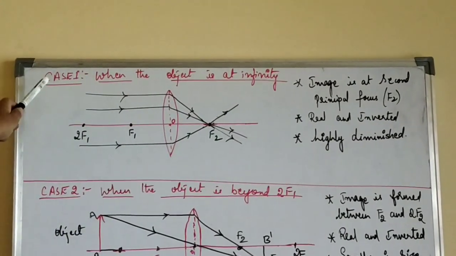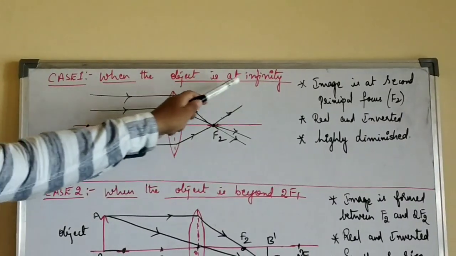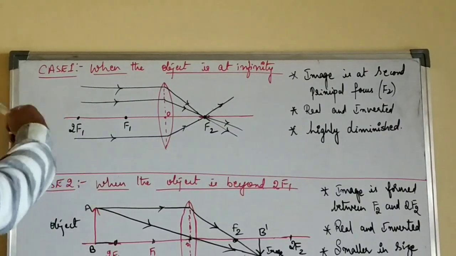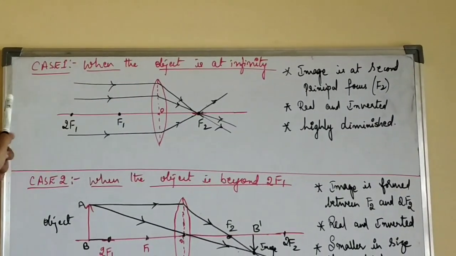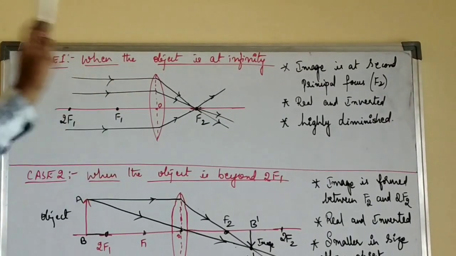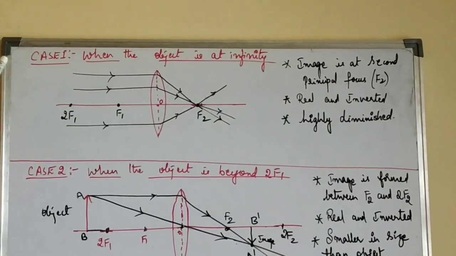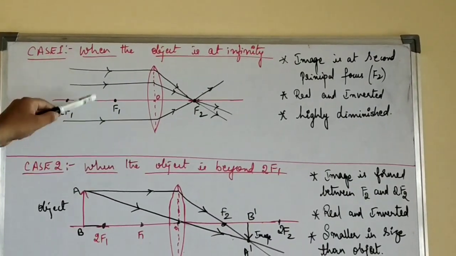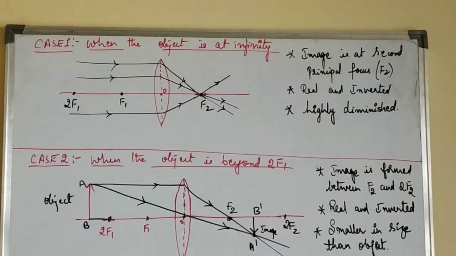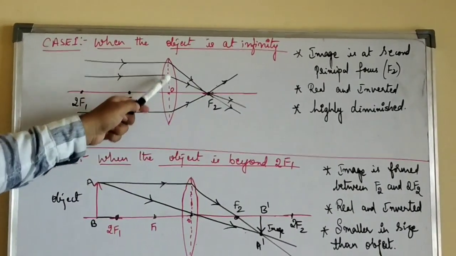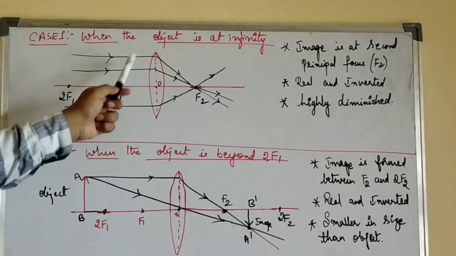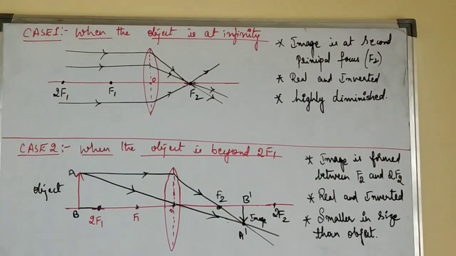Now you can see here first, that is case one, when the object is at infinity. The object is at infinite distance. Now the rays are coming parallel to the principal axis towards the convex lens. When the object is at infinity, the incident rays are coming parallel to the principal axis. Now when they are striking at the interface of the two mediums, that is air and glass, at this interface it should undergo refraction.